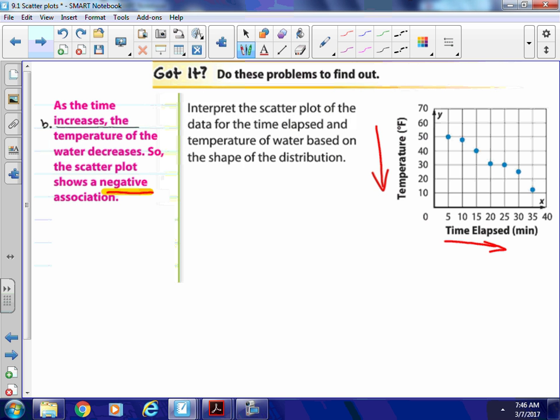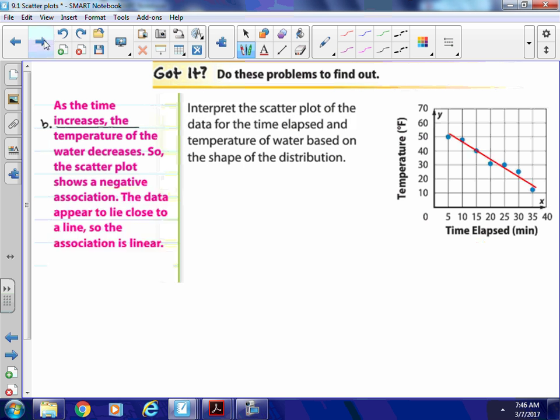Now, does it appear to be linear? Yeah, I can roughly put in a line there. They lie pretty close to a line, so we would say it's linear. Do you see anything else strange? Are there clusters or outliers? I would say no, not in this. So those are the three things you need to answer. That there's a negative association, that it's linear, and that there are no clusters or outliers. Those are the three things you need to answer each time on these questions.